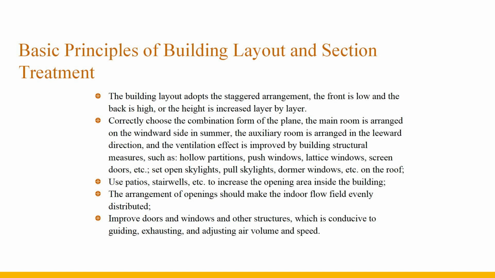The auxiliary room is arranged in the leeward direction, and the ventilation effect is improved by building structure measures, such as hollow partitions, push windows, lattice windows, screen doors, etc. Set open skylights, push skylights, dormer windows, etc. on the roof. Third, use patios, stairwells, etc. to increase the opening area inside the building.